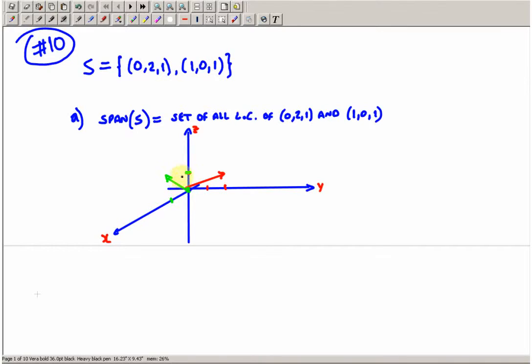So the span of those two vectors will be the plane generated by these two vectors, right? This first vector will generate a line. The other vector will generate another line, and then all linear combinations are on the plane generated by those two vectors. It's hard to draw a plane. I don't actually know very well how to draw the plane.